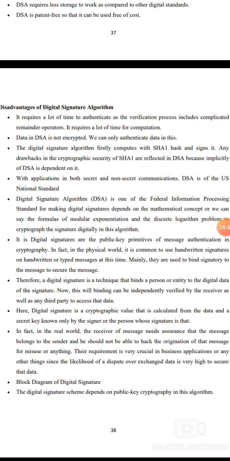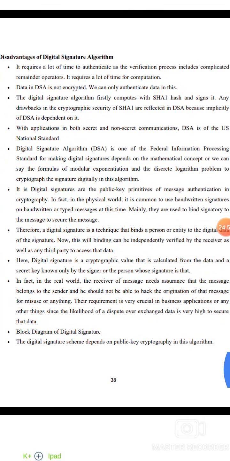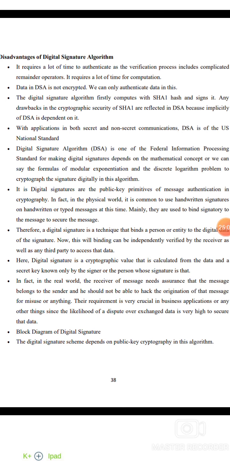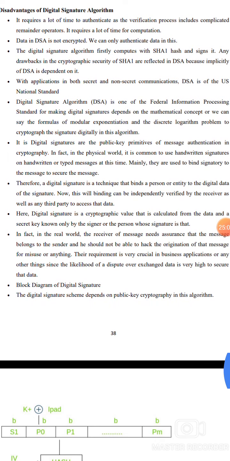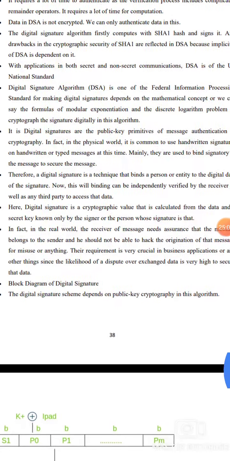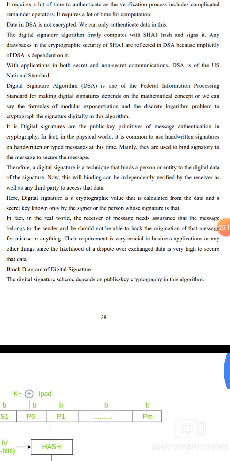Data in DSA is not encrypted, we only authenticate the data. The digital signature first computes the SHA algorithm. The drawback is the simplicity of DSA. The application covers both secret and non-secret communication in the national standard. DSA is one of the Federal Information Processing Standards, making the digital signature depend on a mathematical concept.